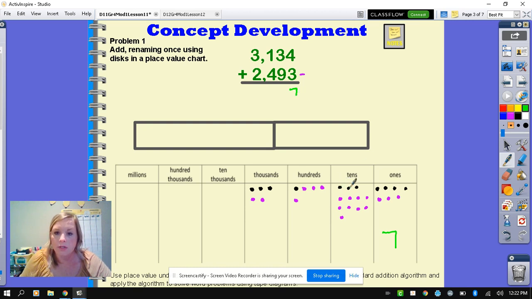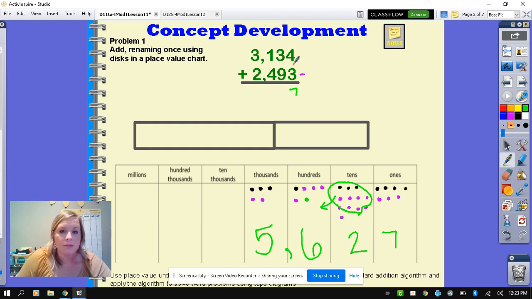Now we're in our tens, and we have 1, 2, 3, 4, 5, 6, 7, 8, 9, 10. I'm going to group that set of 10 and move it over one place value to our hundreds, because we can't have more than 9 in a category. I'm left with 2 because we cashed in those other 10 over here. Now we have 6 hundreds, and we have 5 thousands. That brings us to a total of 5,627.